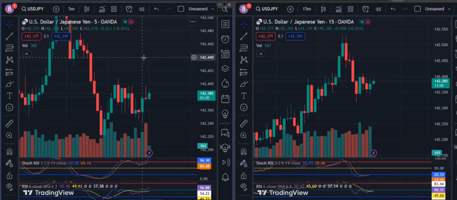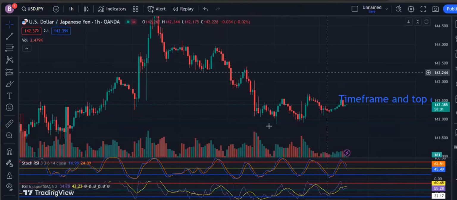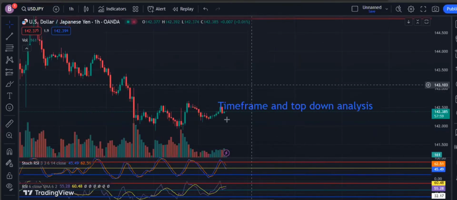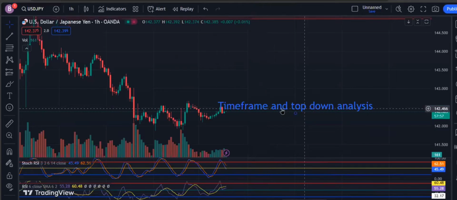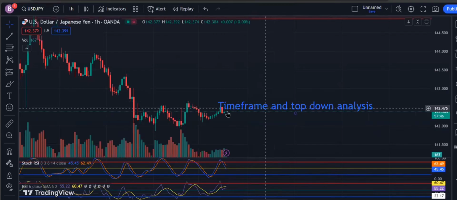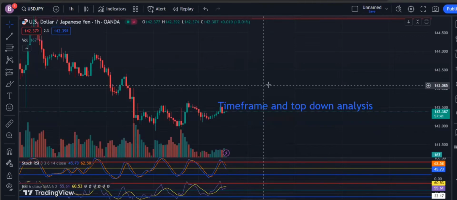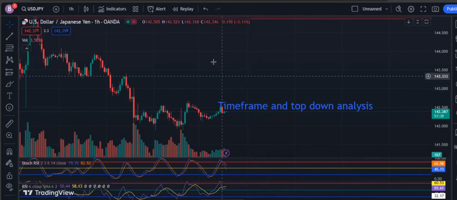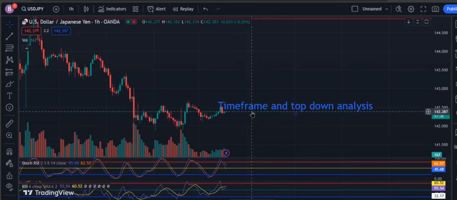So that is why we have the top-down analysis. Top-down analysis is a different concept from time frame, right? So we have two concepts here in one. I believe I have explained the time frame analysis, or what we have the time frame.